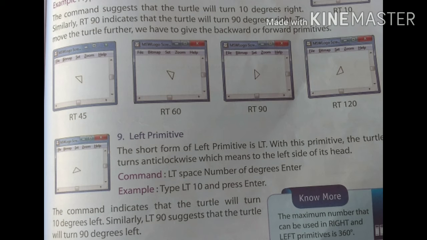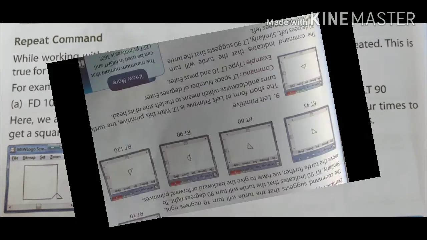Children, listen. What are the 9 basic primitives? Yes. Hide turtle, show turtle, home, clear text primitive, clear screen primitive, forward primitive, backward primitive, right primitive, left primitive.